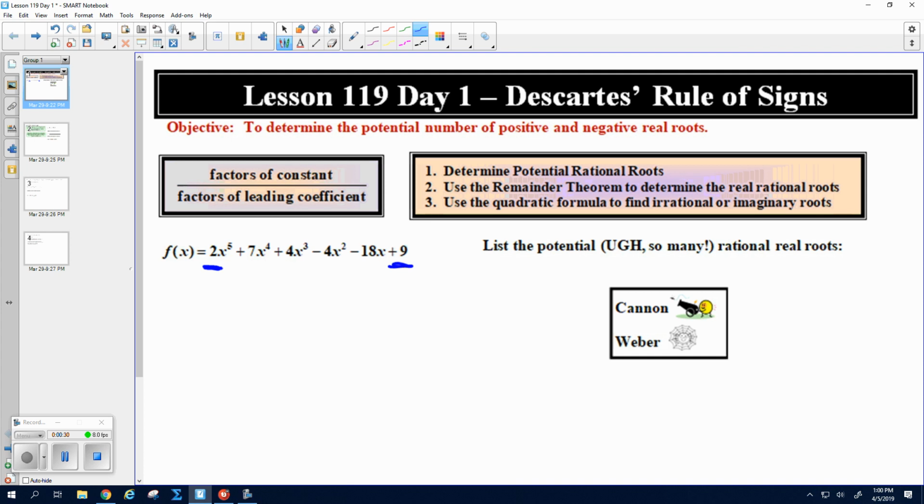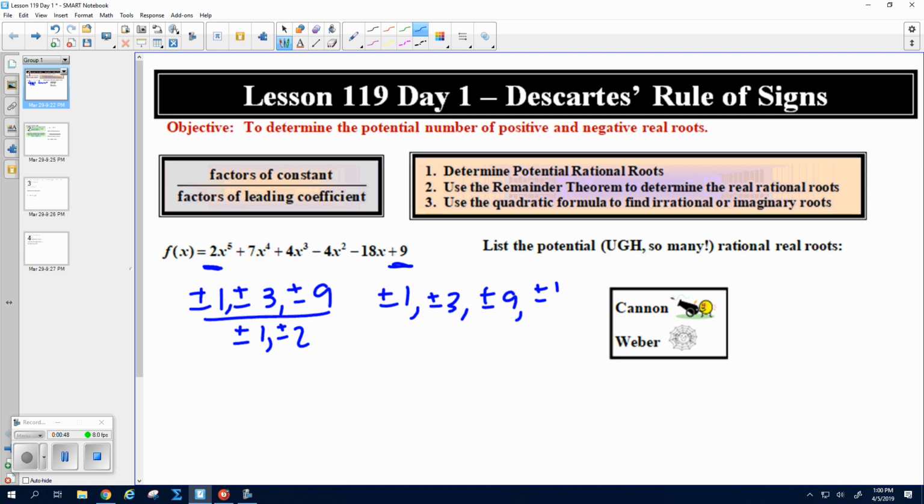So what are all the factors of 9? Excellent. And what are all the factors of 2? Good. So we should be pros at this. So we get plus or minus 1, plus or minus 3, plus or minus 9. Then we have to divide by 2. So we get 1/2, and we get 3/2, and we get 9/2. So determine potential rational roots.